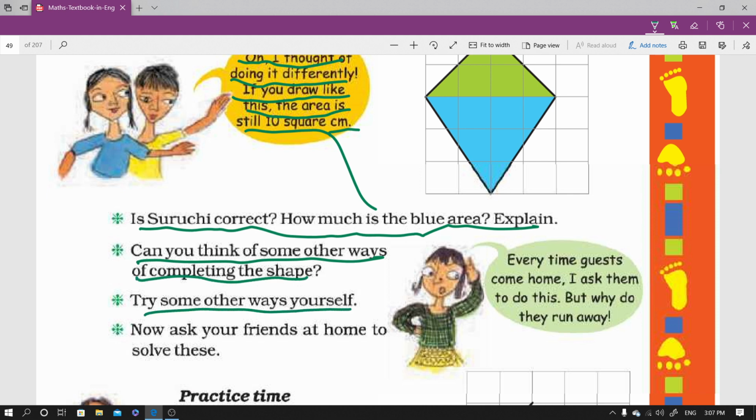Try some other ways yourself. Now ask your friends at home to solve this. Every time guests come home, I ask them to do this, but why do they run away?